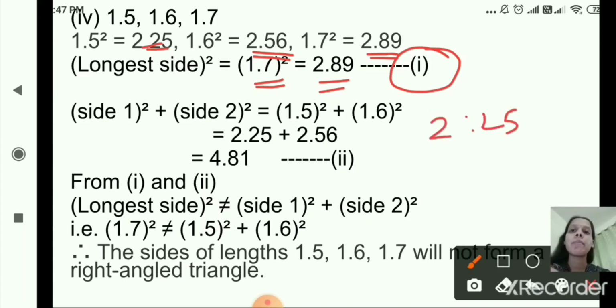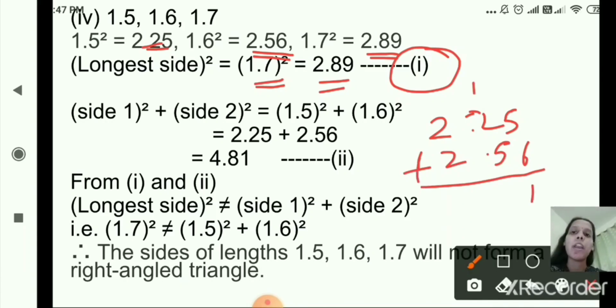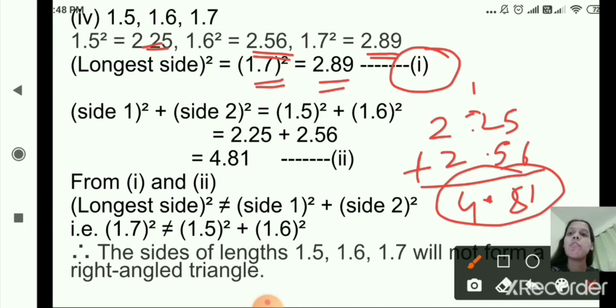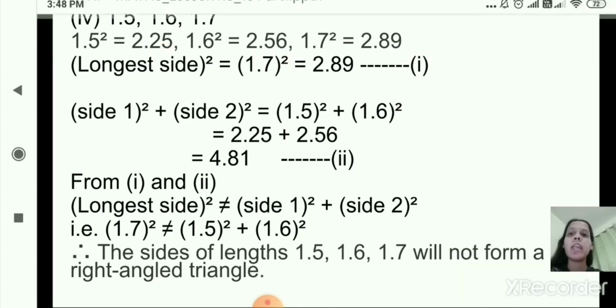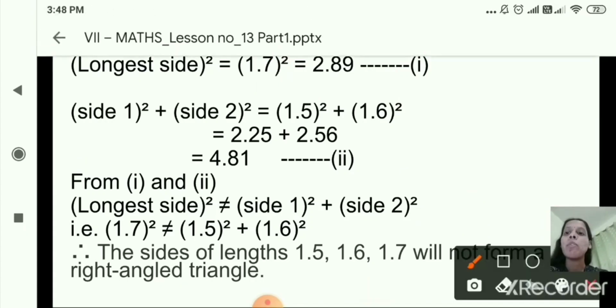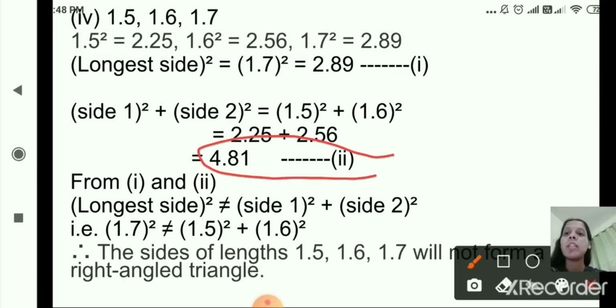2.25 plus 2.56, correct? Now 5 plus 6, 11, 1 here, 1 carrying, 5, 6, 7, 8. Here is the decimal point, 2 plus 2, 4. What we got in the addition is 4.81, correct? So for the second statement we got 4.81, and for the first statement we got 2.89.